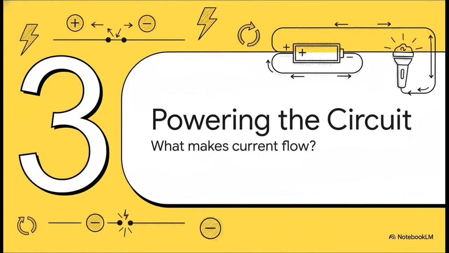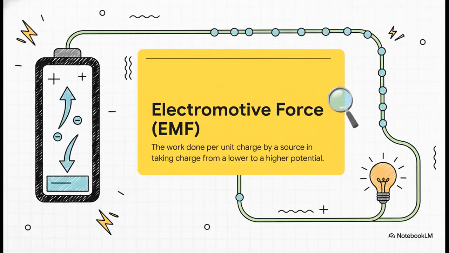Okay, but wait a minute. This brings up a really good question. If you just have a piece of wire, the charges don't just flow on their own. They neutralize, and everything just stops. So, what makes the current keep going in something like a flashlight? What's the engine? Well, the answer is something called electromotive force, or EMF for short. And this is the job of a battery or a power source.